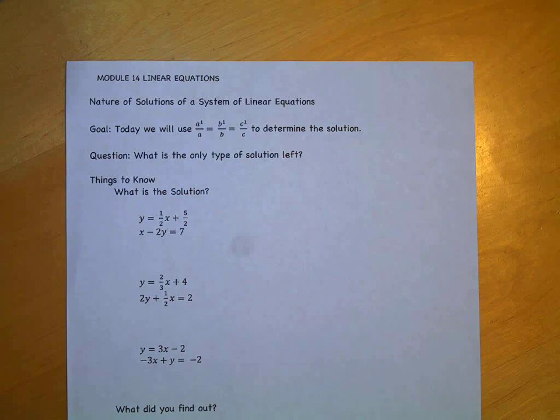This is lesson 27, called Nature of Solutions of a System of Linear Equations. The goal for today is that we will use A1 divided by A equals B1 divided by B and C1 divided by C to determine the solution. We are working with equations written in standard form, and we are comparing their constant coefficient amounts. The question I want you to be thinking about in this lesson is, what is the only type of solution left?